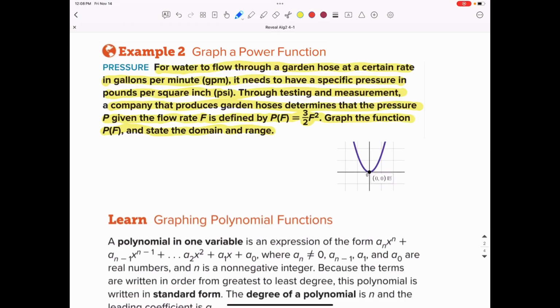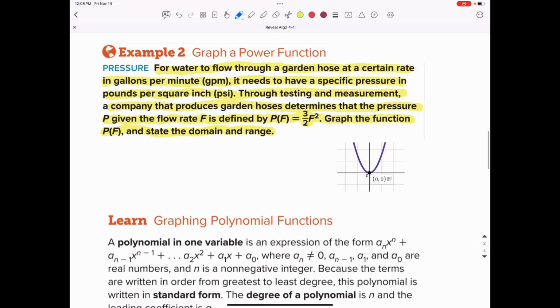And being a parabola and being a power function, it is going to have a domain of all real numbers. And the range, since it is only increasing to both sides and the lowest value of y is this 0 right there, the range is going to be y is greater than or equal to 0.